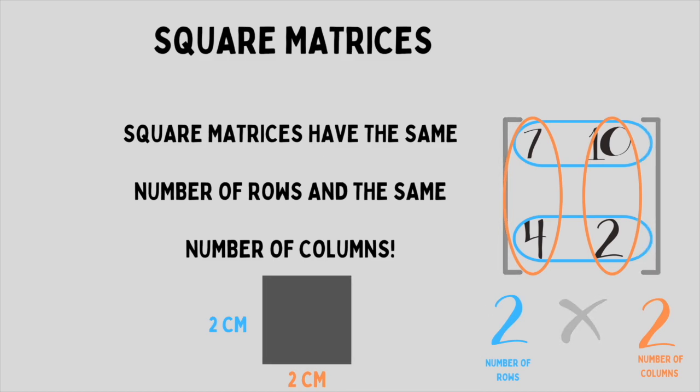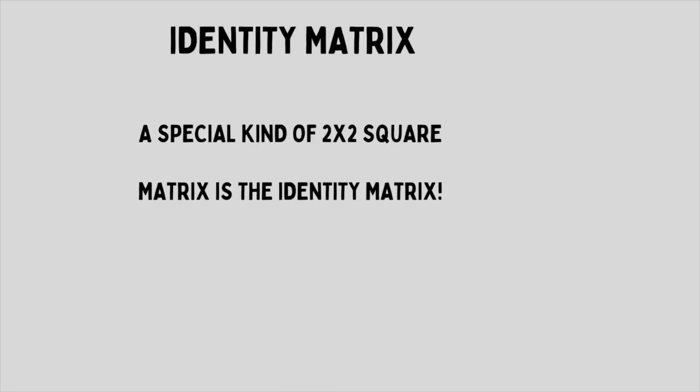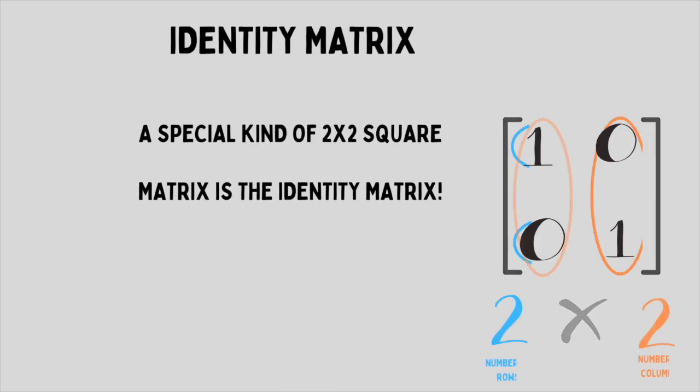Now there's a special type of matrix that we call the identity matrix. This one, if you notice, will have 1 0 0 1. This specific arrangement is considered the identity matrix. We're going to talk about that in another lesson.